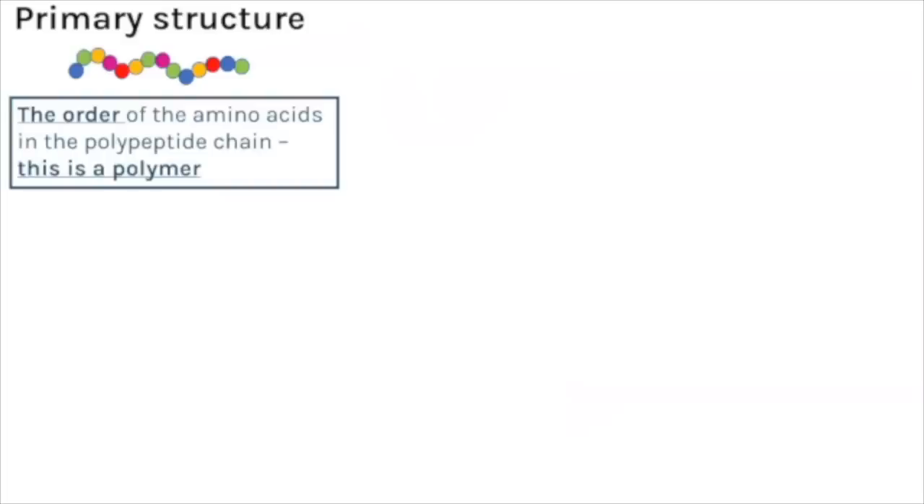So the first level is the primary structure. And this is what is made straight after translation in protein synthesis. And the definition for this would be a 1-mark question. It's the order, or you could say the sequence, of amino acids in a polypeptide chain.